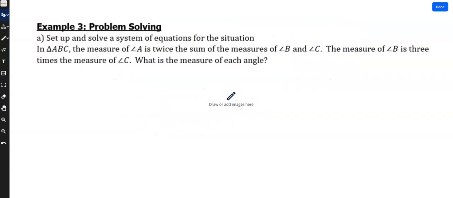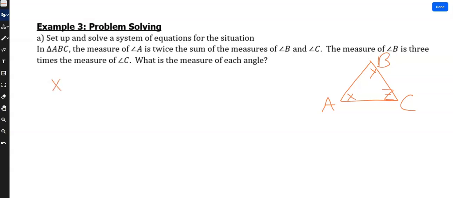Set up and solve a system of equations for the situation. In triangle ABC, the measure of angle A. Okay, well, it would be nice if they would give us a triangle, but they didn't, so now they're going to make me draw the picture. The measure of angle A is twice the sum of the measures of B and C. We'll call this one X, we'll call this one Y, we'll call this one Z. Let's see if that helps us.